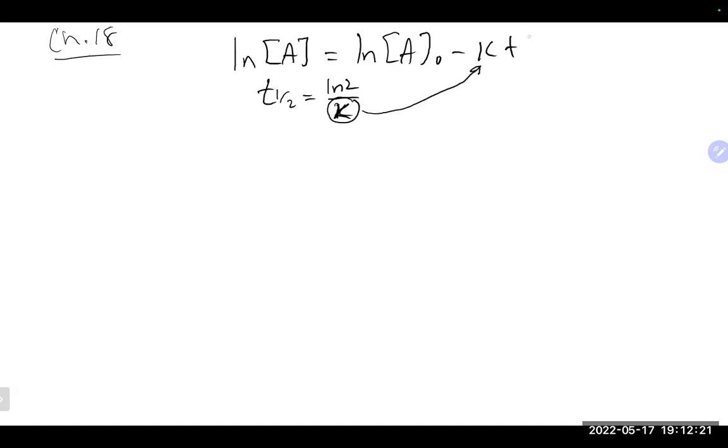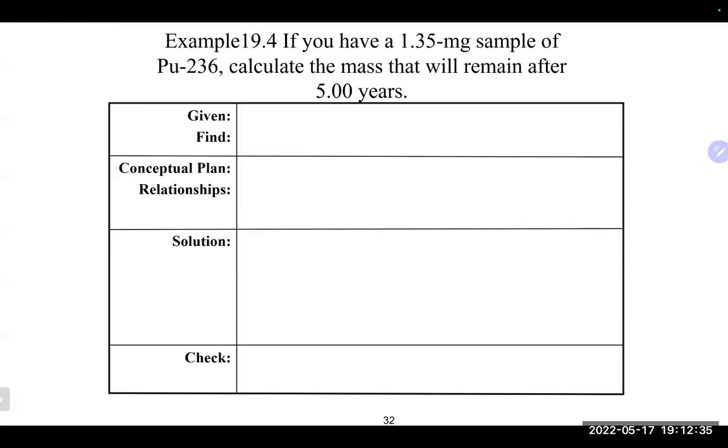A lot of times on these problems, you'll look at this equation and go, I'm missing two things, and they will give you that half-life. So you could use that half-life equation to find one of the two things you're missing. Then they'll allow you to solve for the last thing. So why don't we try one here?